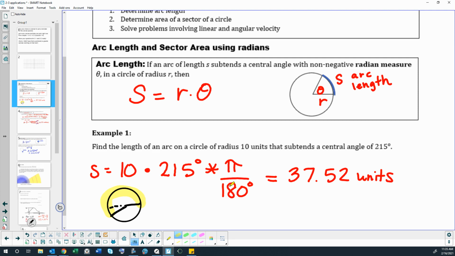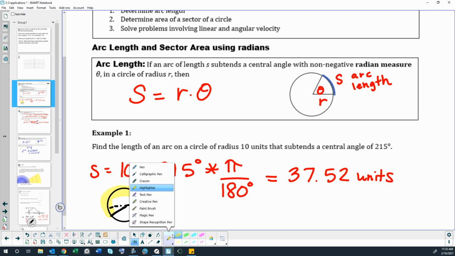But just in case we need to leave our answer exact, let's double check that. I don't know what that reduces to. This calculator doesn't do fractions for me. I think it does. I'm just not in the habit of using that function on calculators. So it looks like it reduces to 215 over 18. So the 10 and the 180 reduce. And then there's the pi.